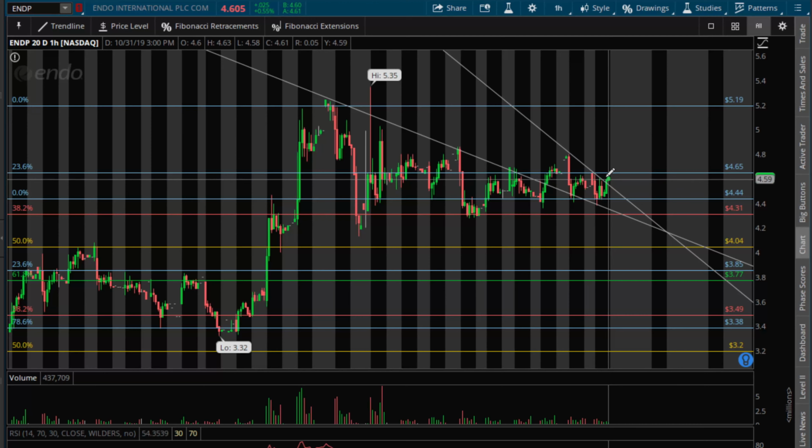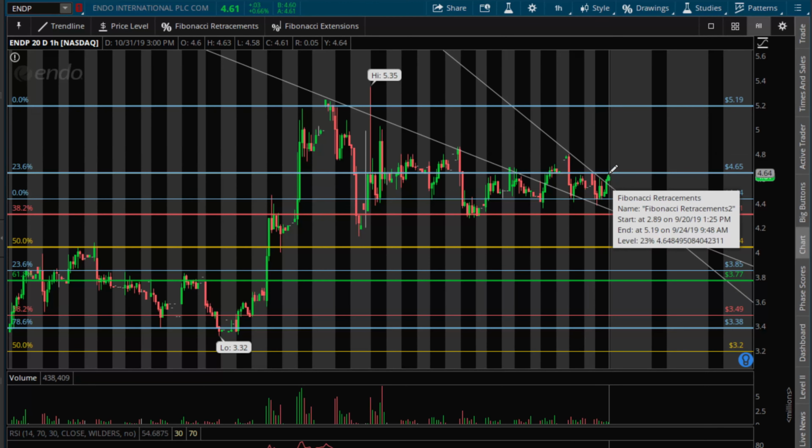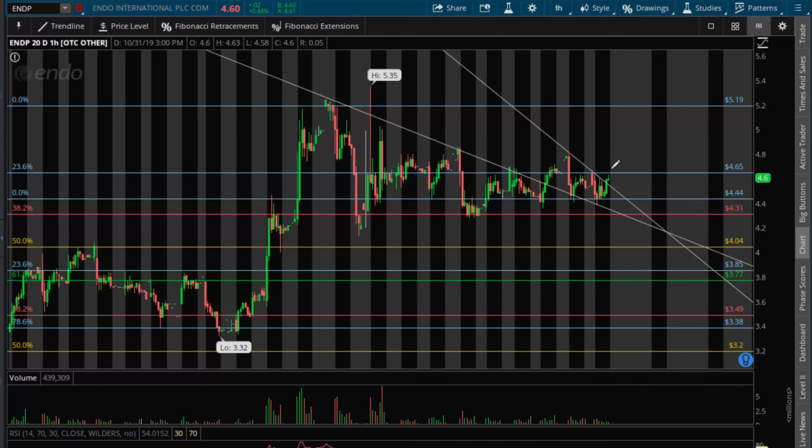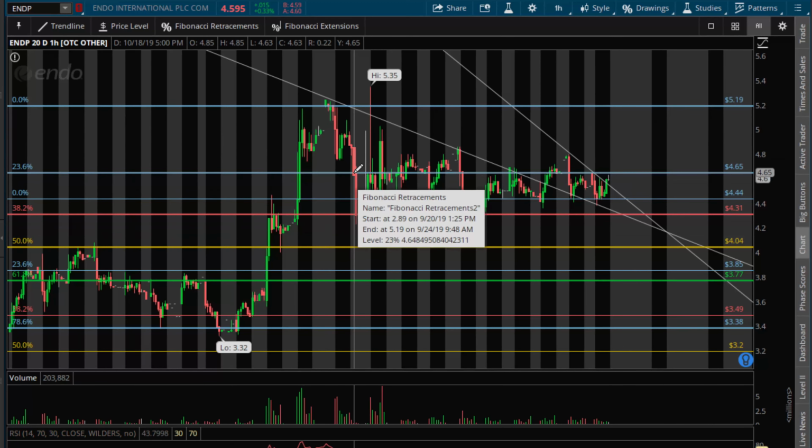It's breaking out of this trend, heading up to this 23.6 area. So if we can get up over that 23.6 in real market hours, not after hours, then you could see a move back up to this $5.19 range with a stop just under it.